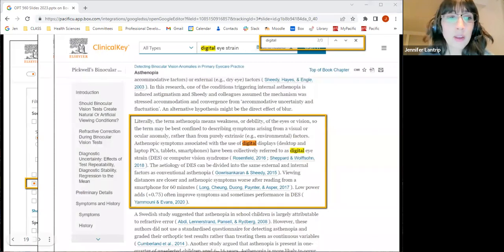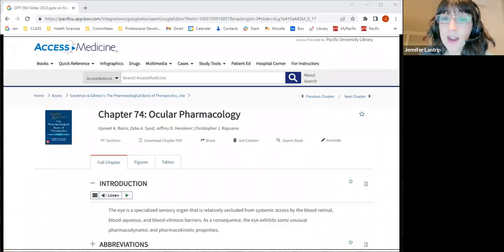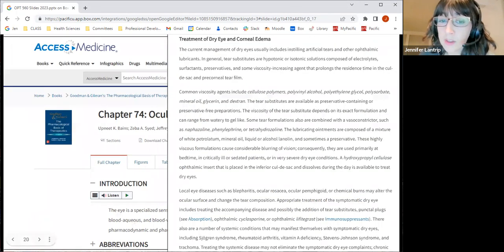Last of all is AccessMedicine, which has many medical textbooks among other useful resources. I searched for dry eye and found this section on ocular pharmacology in the book Goodman and Gilman's The Pharmacological Basis of Therapeutics. It discusses treatments for dry eye and corneal edema.